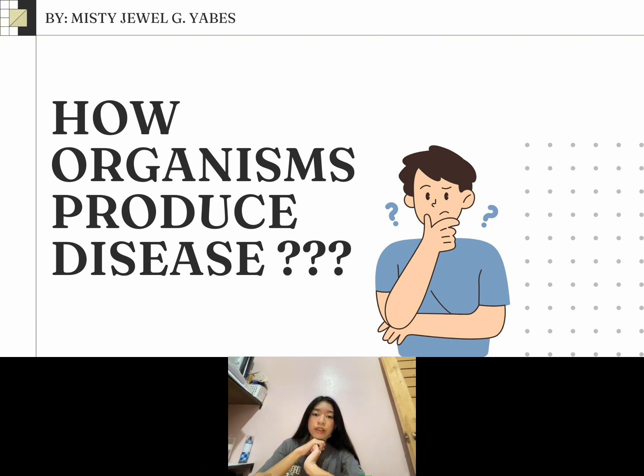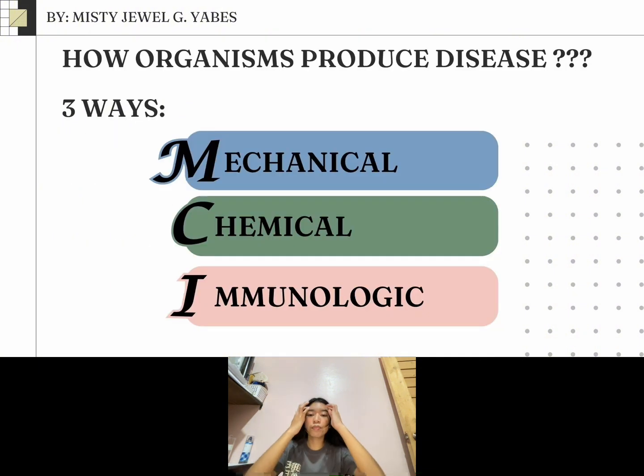So first, I will be discussing to you how organisms produce disease. So, paano nga ba napoproduce ang disease natin through our organisms? We have three ways, which is our MCI. So, ano nga ba ang ating MCI? M stands for mechanical, C stands for chemical, and I stands for immunologic.